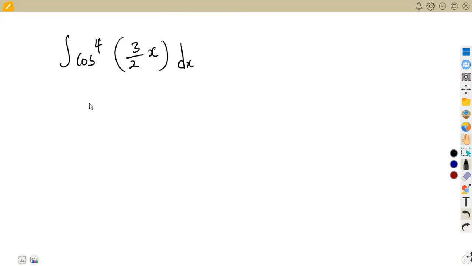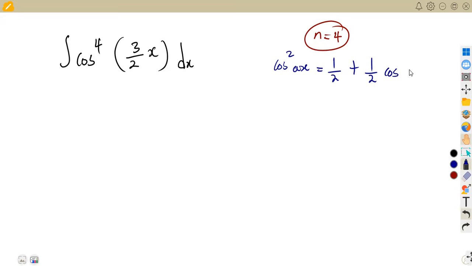Remember what I said, if you're working with even numbers, 4 is an even number. So since n is equal to 4, what am I supposed to think of? I'm supposed to think of the identity of cos squared, because this is cos. I wrote two identities there, but I'm just going to write the one for cos. Remember, cos squared ax is equal to 1 over 2 plus 1 over 2 cos 2ax. So this is the identity that you're going to have.